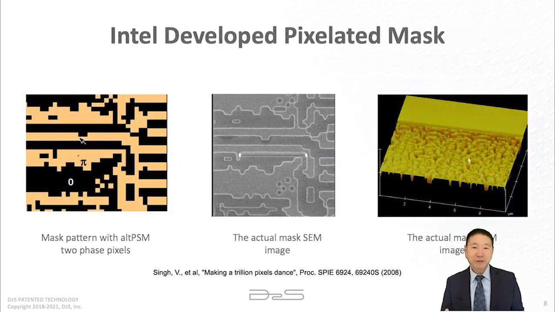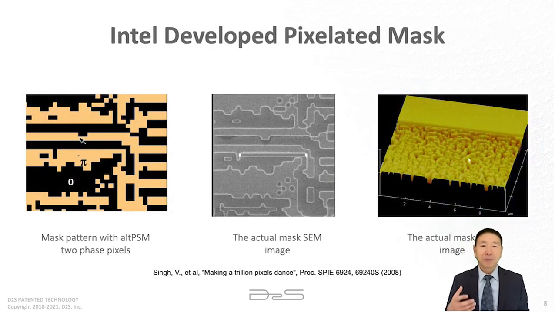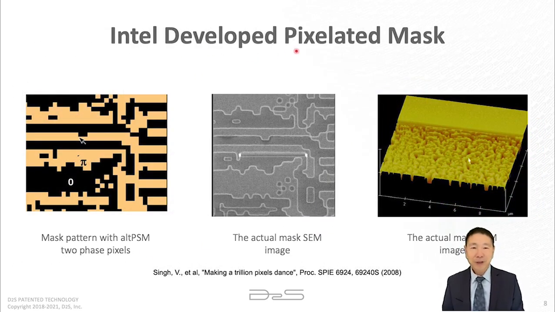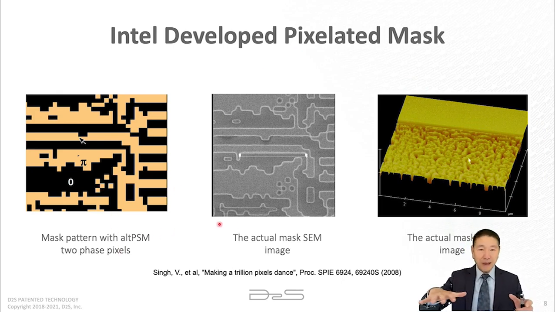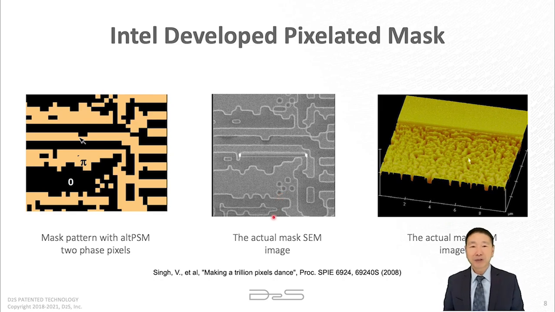Intel has a totally different approach. They call theirs a pixelated mask. They are trying to use a chromeless mask, which is glass that is just etched to different depths. The idea is to use strong interference to improve the resolution. There are quite a few challenges, because those pixels are fairly small, so you need to consider the mask 3D effect.